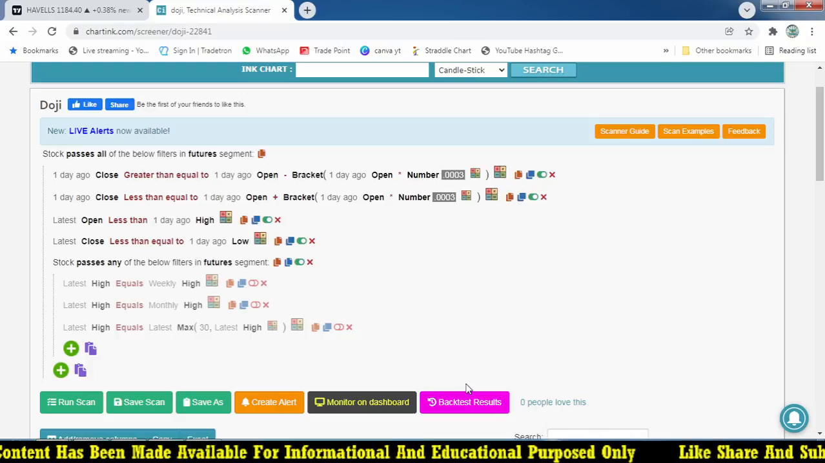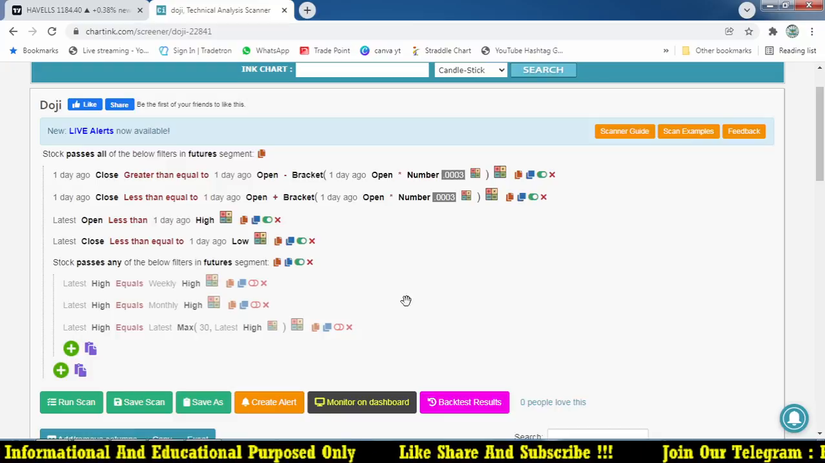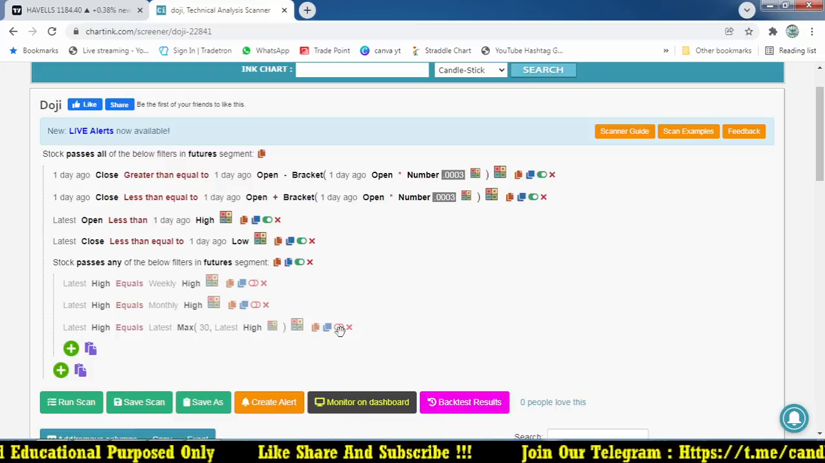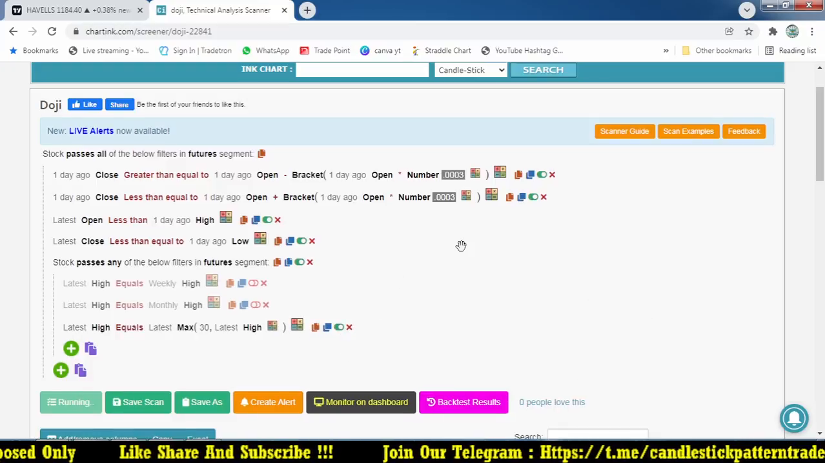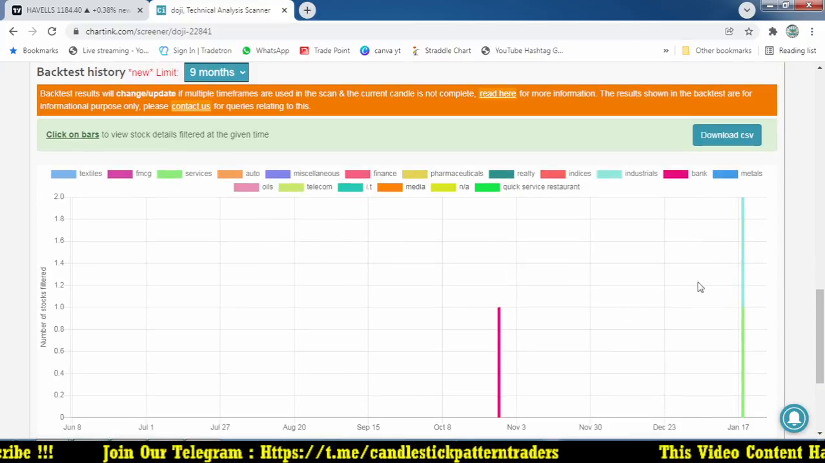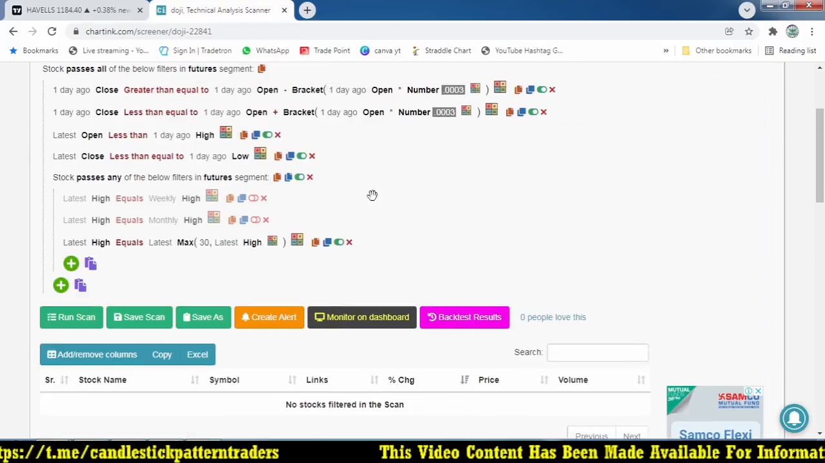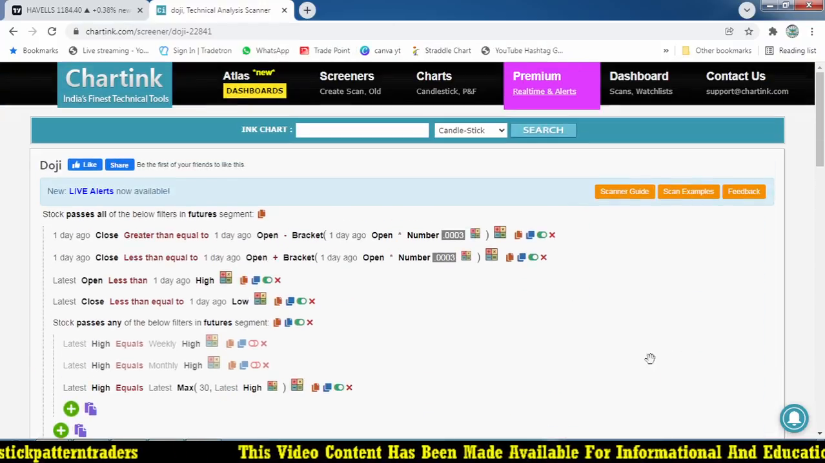So if you want to add this kind of condition, you can simply click the switch on that. It will find whether, if I want only 30 days high, and if I run it, I'll get the stocks which are forming a 30 days high, only a few stocks. This was an error right now. So this is a scanner. You can make use of it.